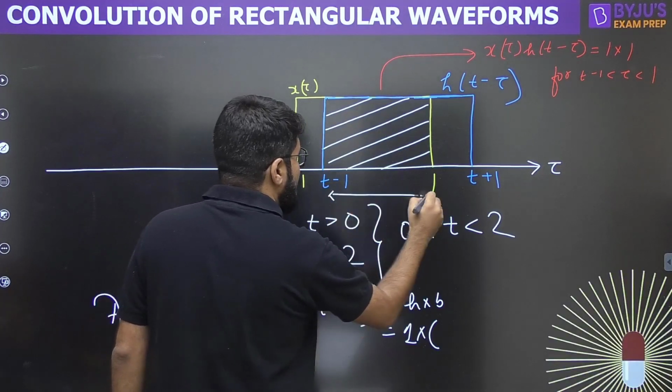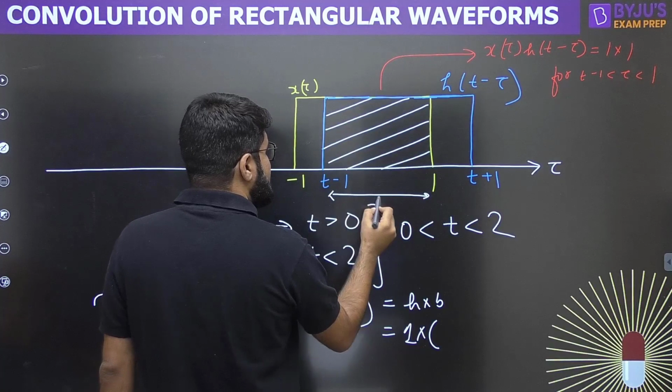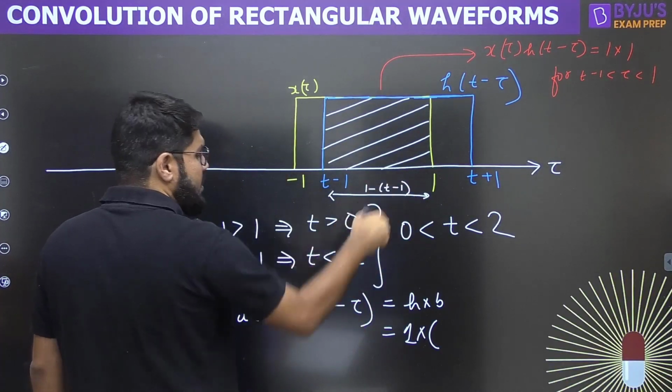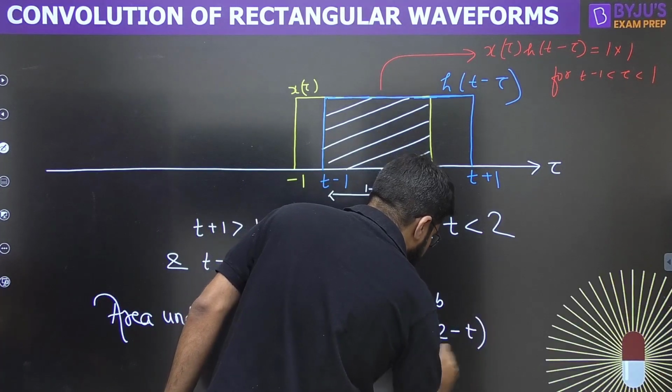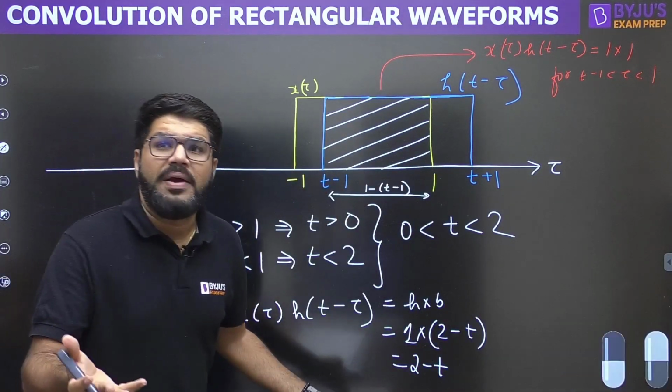What is the base? Have a look at this base. 1 minus t minus 1. So 1 minus t plus 1 will eventually become 2 minus t. So the convolution result will be 2 minus t for what values of time?